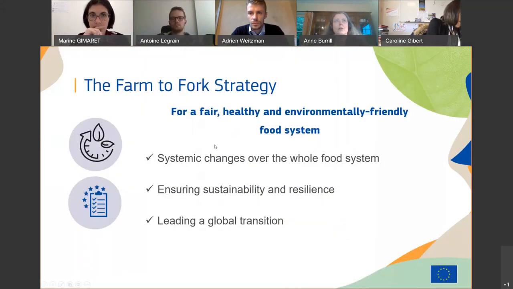And here I move on to the Farm to Fork strategy, because we know that our agricultural system, our food system, is a very important part of our society. We all need to eat, and it's a very important part of the economy. But we also know that presently it's not sustainable, and that's why the Commission has adopted this strategy to try to move towards a fair, healthy, and environmentally friendly food system. It's an approach that looks at the whole food chain, at all of the supply chains, at all of the actors, and looks to introduce systemic changes. And once again, we see this as not an isolated thing that the EU should do, but as part of an effort by the EU to lead a global transition.